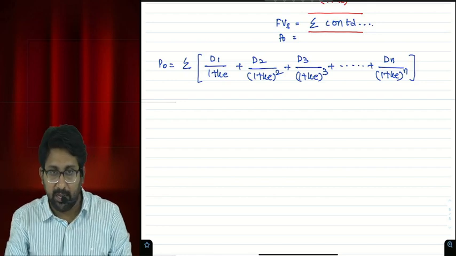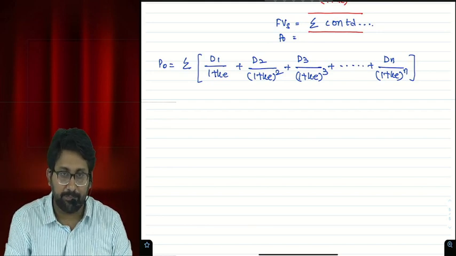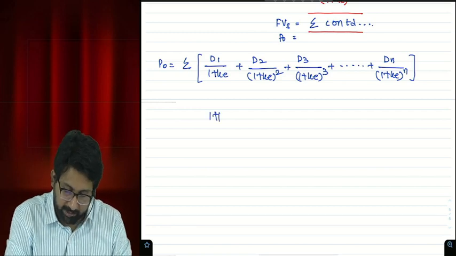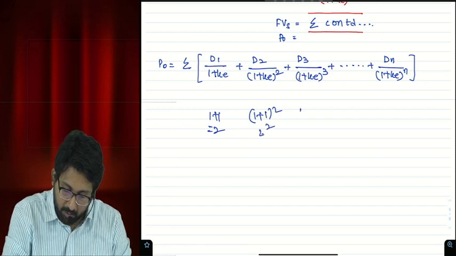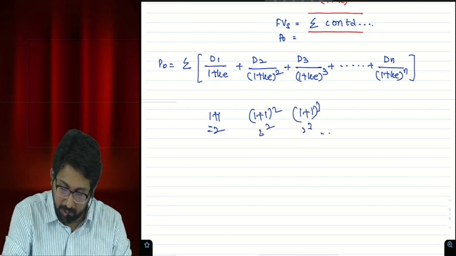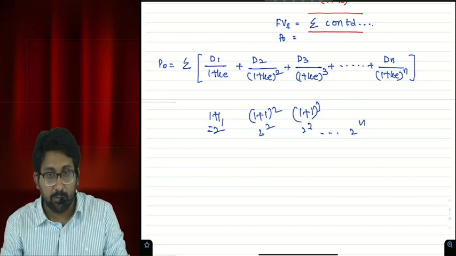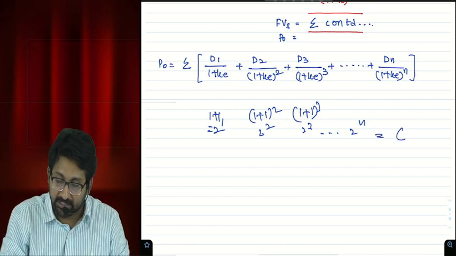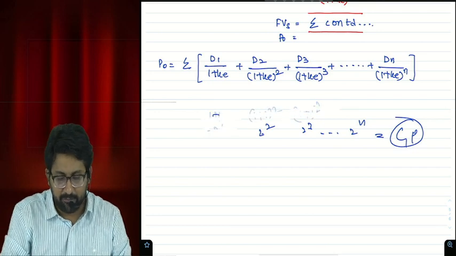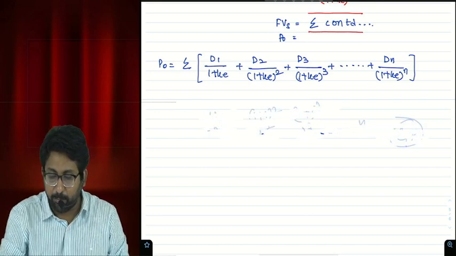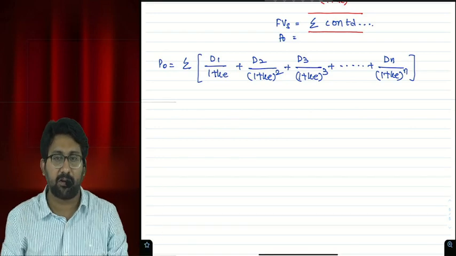If you observe clearly, let us say for example, in the place of KE in the denominator, let us put 1. 1 plus 1 is 2. 1 plus 1 whole square means 2 square. 1 plus 1 whole cube means 2 cube. Like this it will go on till 2 power n. This is called a geometric progression. Till when does it continue? We don't know. Therefore, we need to put some limiting amount for this. How many years will you take? There is no limit for that.